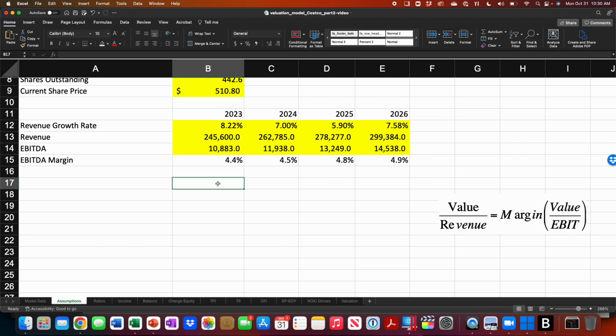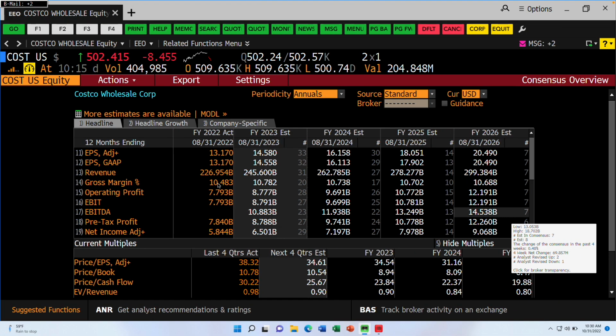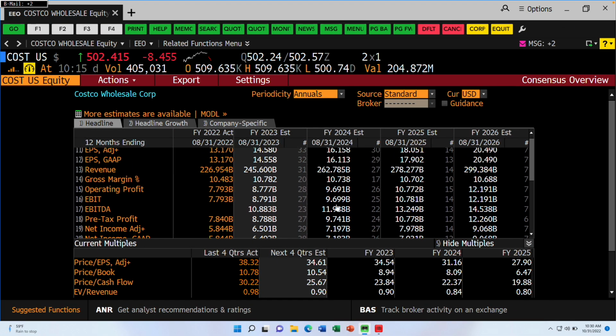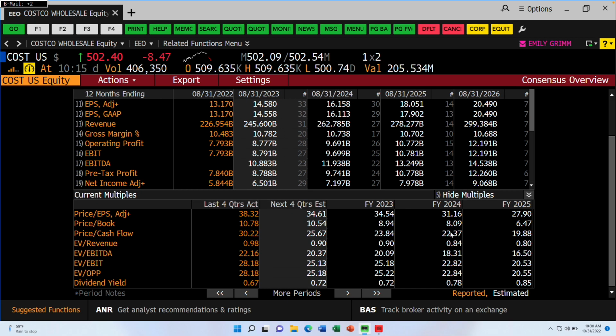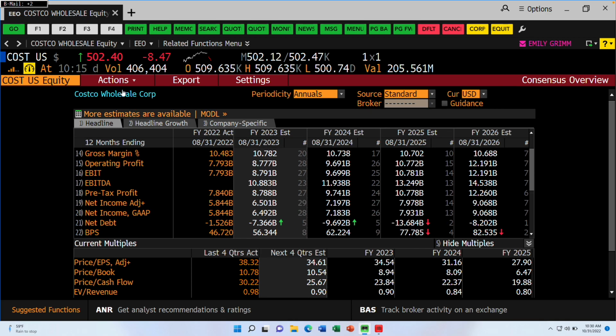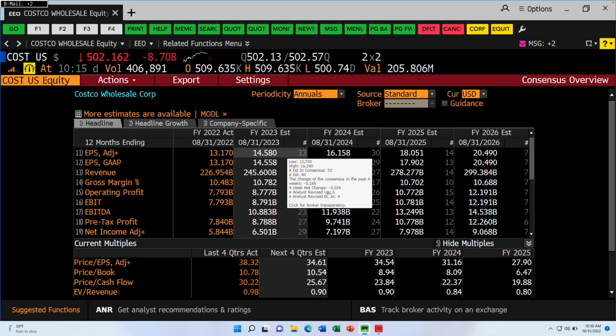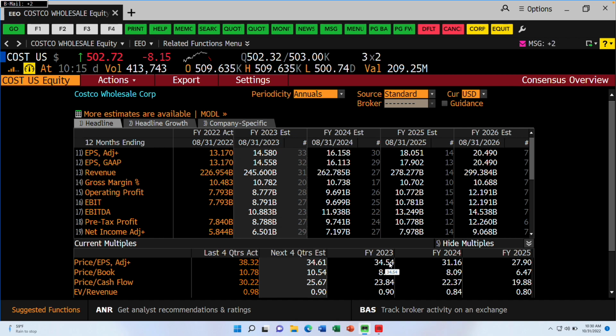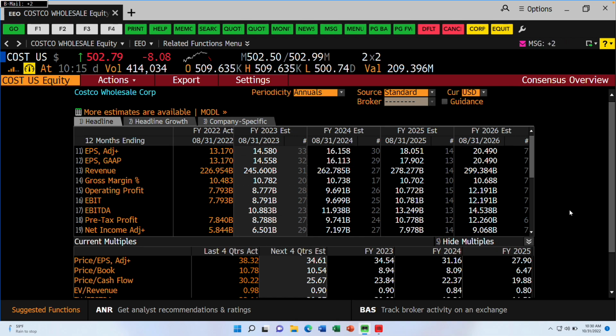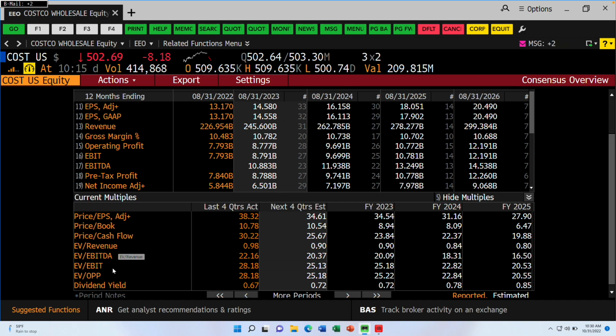So, translation, in the EEO screen of Bloomberg, the other reason you're taking a screenshot, down here at the bottom, are the current and forward multiples. So for example, the 2023 PE of Costco is the current share price, 502.40, divided by the 2023 earnings per share, 14.58, and that gets you a PE of 34.54. Okay? So Bloomberg is calculating forward multiples based on these earnings estimates. The two we're going to care about are enterprise value to revenue and enterprise value to EBIT. Okay? Because if I know those, I know the perpetuity margin.